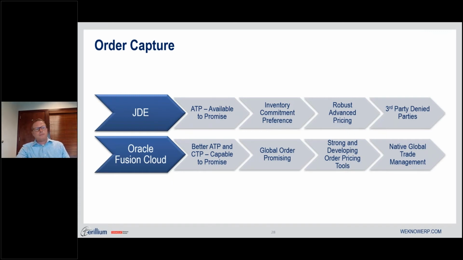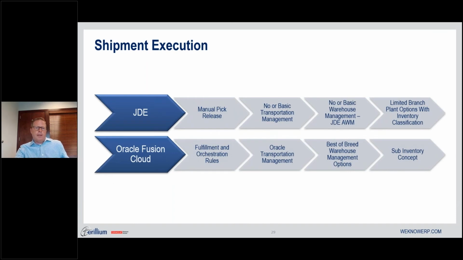feature in our mind. As I move over to shipment execution, in JDE days, the manual pick release, people would either run it by status, wide open, create 75 versions for every customer, or a lot of people ended up building some sort of modified workbench so you could say, hey, what am I sending down to my warehouse to execute? If you look at that same topic in Fusion, there are fulfillment and orchestration rules, and you're seeing this a lot in this presentation, the word rules.